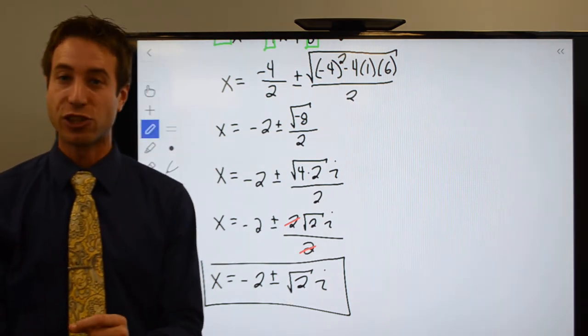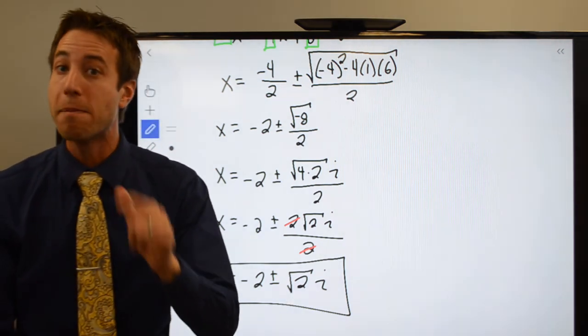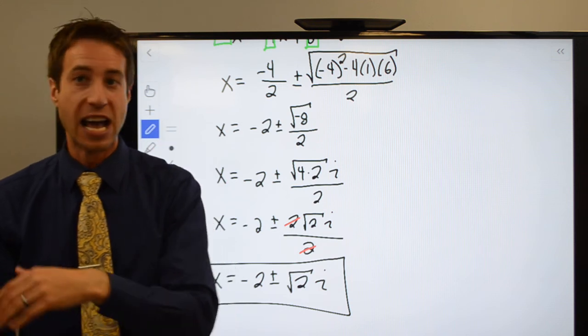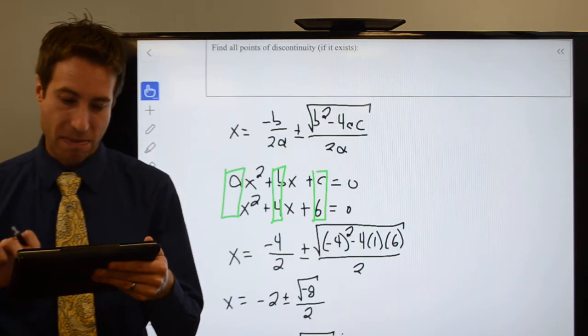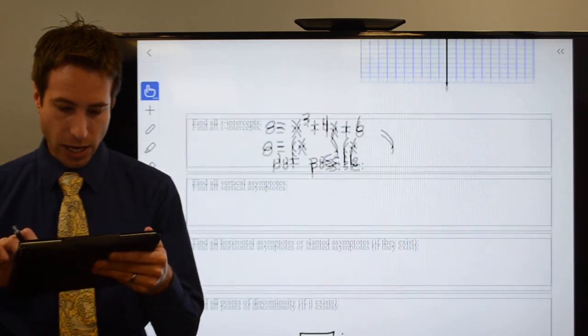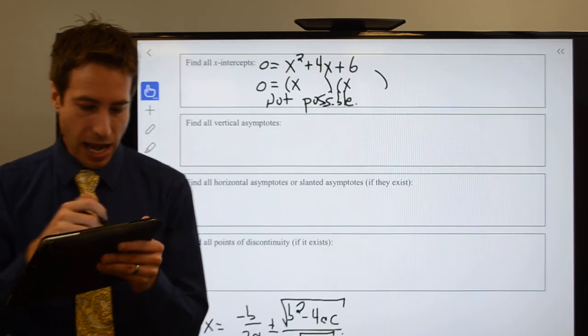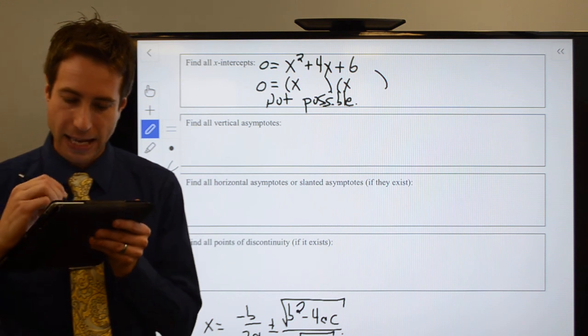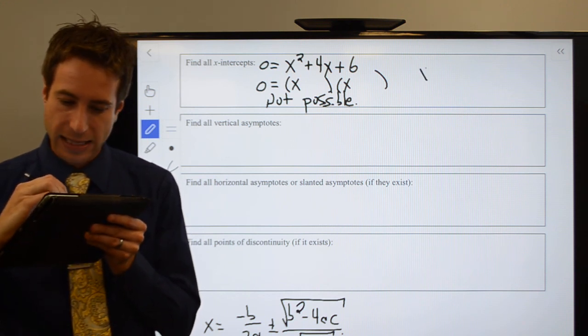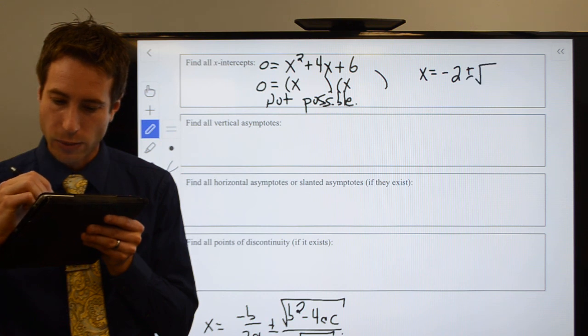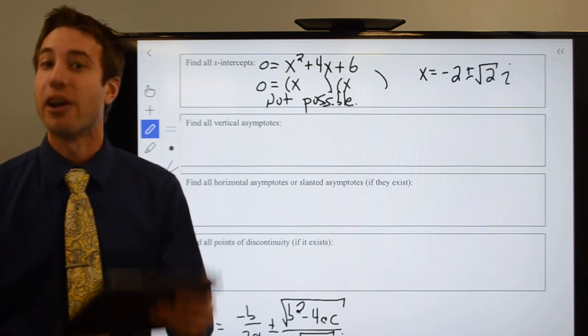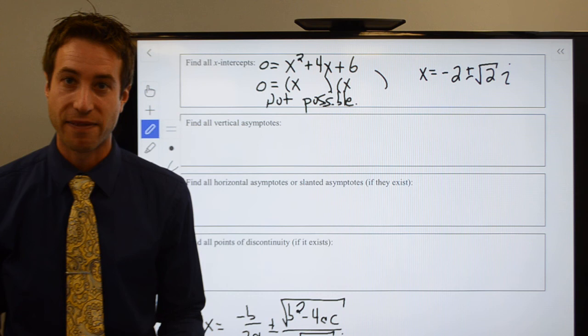They are imaginary numbers, which means on my graph, when I graph the function, I will not cross the x-axis. They're imaginary zeros. So here we go, right up here. I now know that my zeros are imaginary. They are going to be at x equals negative 2 plus or minus the square root of 2i. They're imaginary. I don't have x-intercepts.